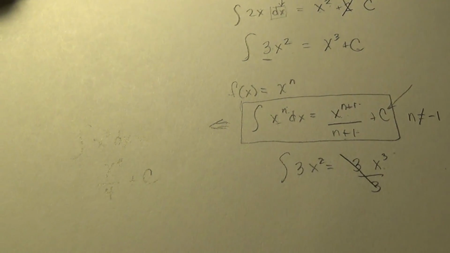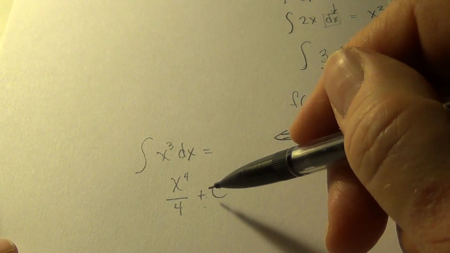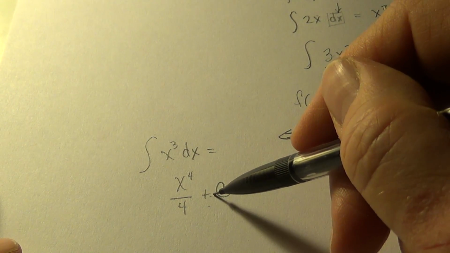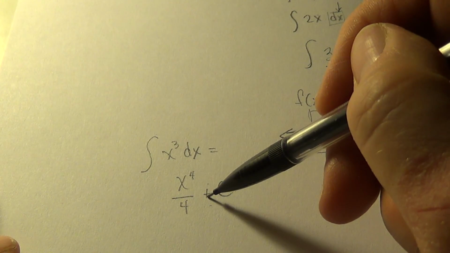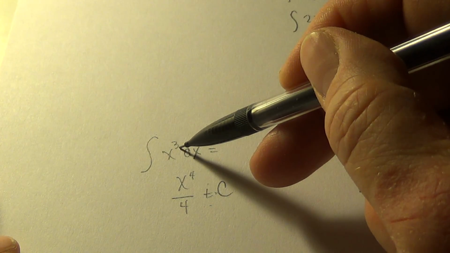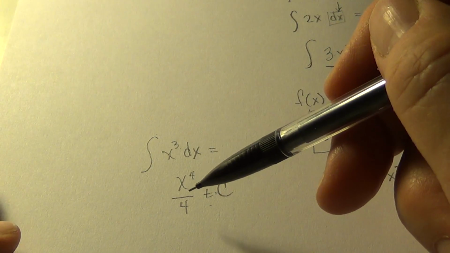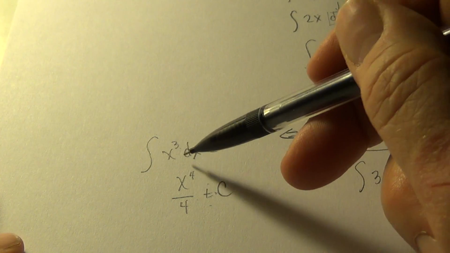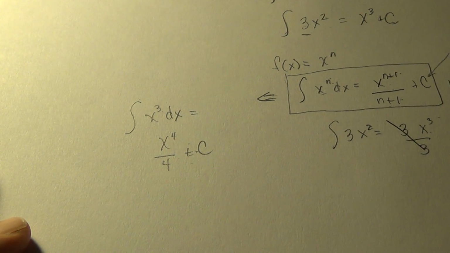So we get x to the fourth over 4 plus c. Let's prove to ourselves that that really is the expression that we want. And we can do that by taking the derivative of this and see if it gets back to that. So the integral will undo what the derivative does. The derivative will undo what the integral does. Sort of like addition and subtraction.